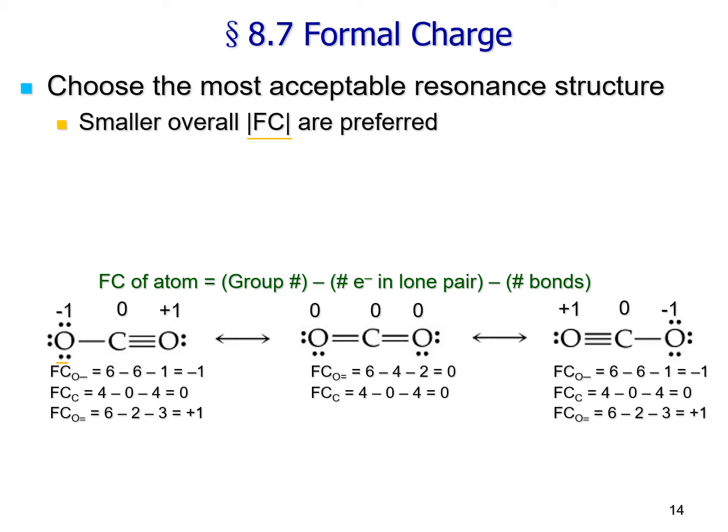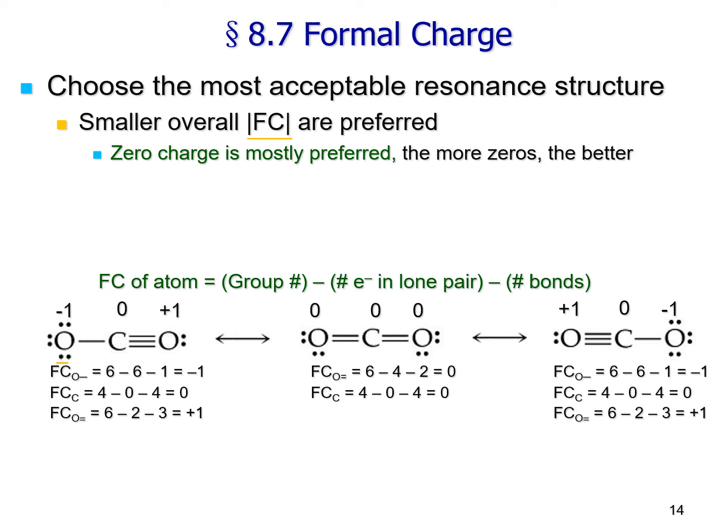But in this way, we find out the overall absolute value of formal charge in our first one is 2, right? So 1 plus 0 plus 1, that's 2. Here is 2 as well. And we find out the one in the middle actually is a 0. So from this calculation, we realize that 0 charge is mostly preferred. In other words, the more 0, the better. If we turn out 0 for all atoms, that's got to be the one.